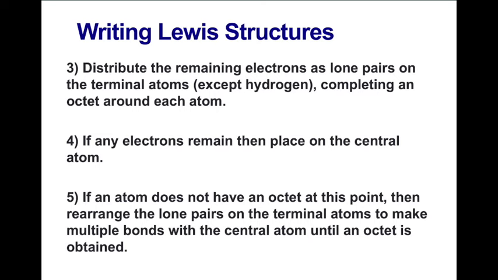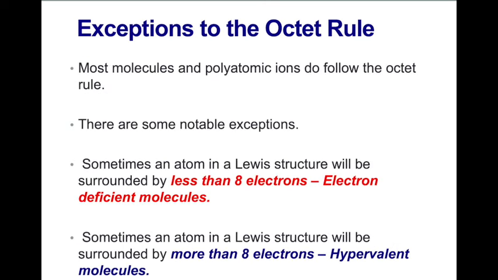Now, if the atom does not have an octet at this point, then this is where we need to rearrange lone pairs and allow for more sharing so that one of those atoms does get its octet, but it's all due to sharing in just a different way from other atoms. For example, making a double bond to allow more sharing of electrons to make sure everyone's got their octet. So those exceptions, I mentioned them quickly earlier, but let's take a look here.